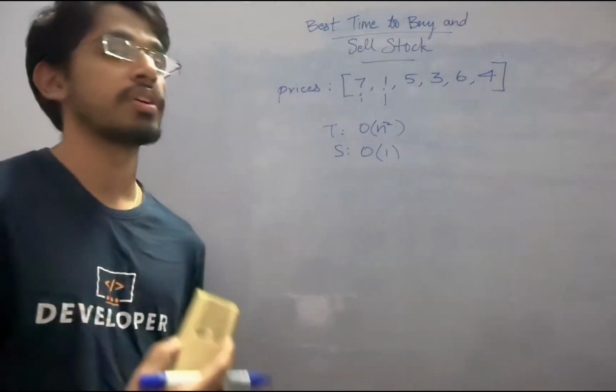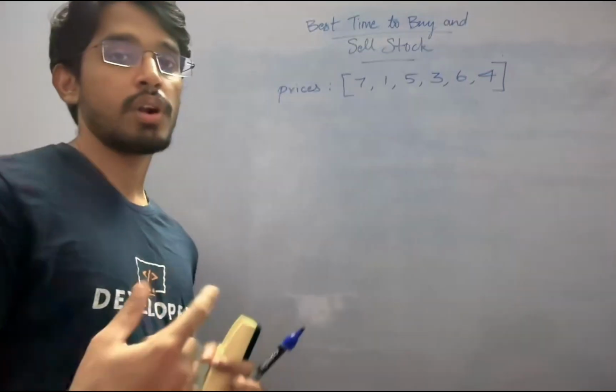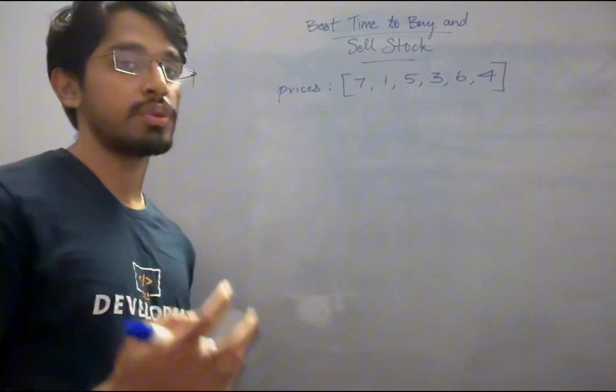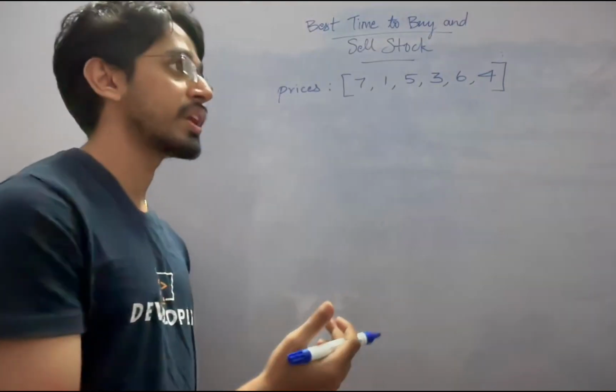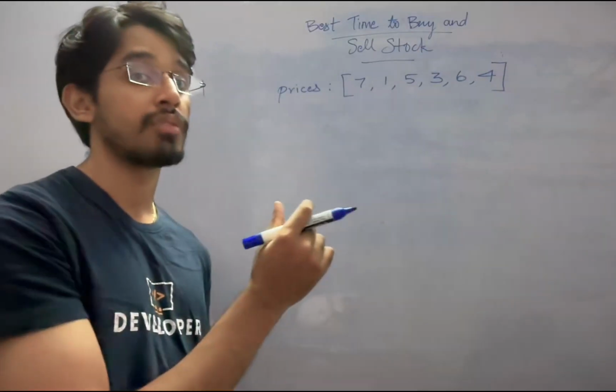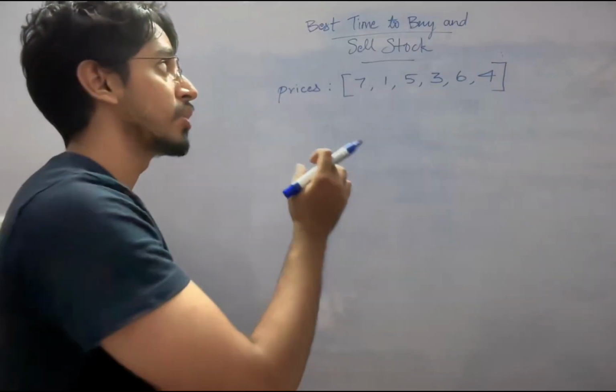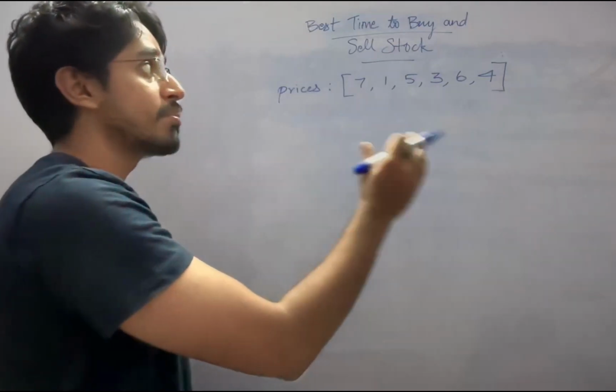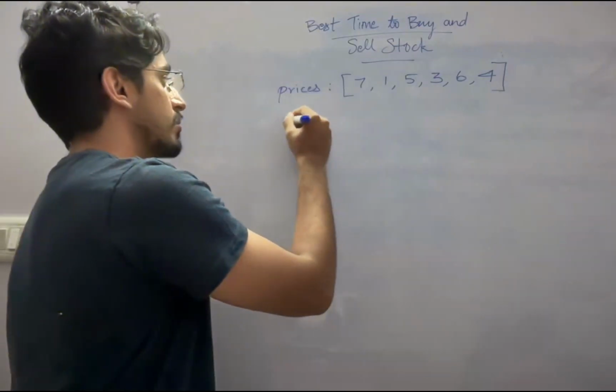So what is the better way of solving this problem? What I can do is keep track of 2 variables. One is the minimum price. As we keep iterating through the array, I keep track of the minimum price, that is, what is the actual minimum price as we keep moving on. So let's call it min price.